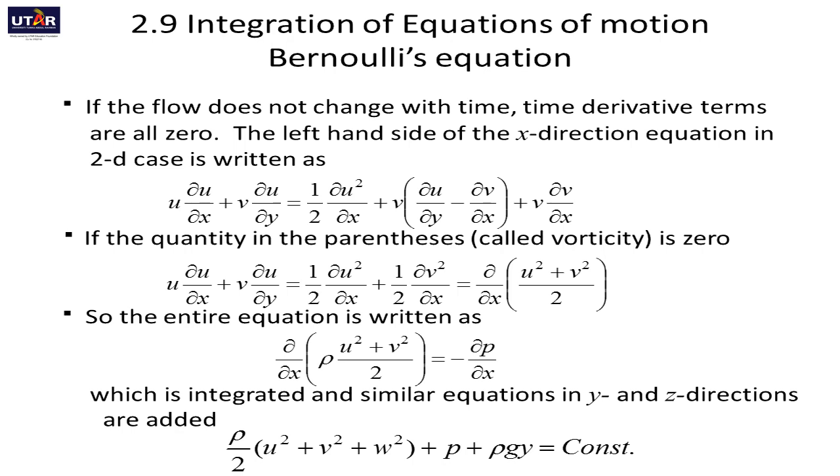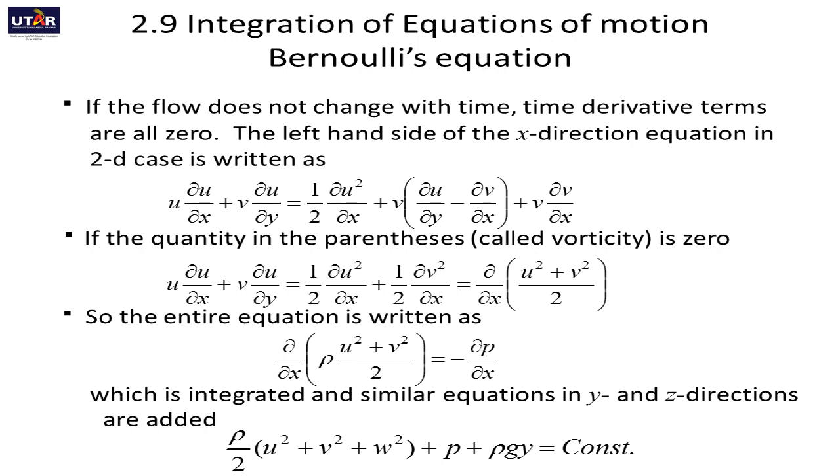If the flow does not change with time, i.e. steady flow, the time derivative in the acceleration is zero. Then the acceleration term in the left-hand side of the equation of motion in x direction can be rearranged as follows. The quantity in the parenthesis is called the vorticity. The vorticity can be zero or very small in many cases.